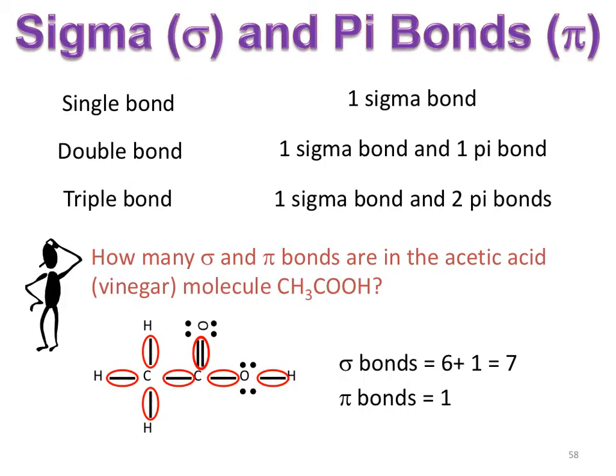So when counting sigma and pi bonds, single bonds have one sigma bond, a double bond has one sigma bond and one pi bond, and a triple bond will have one sigma and two pi bonds. In the example below, every bond has a sigma bond, so we can count those: 1, 2, 3, 4, 5, 6, 7 total sigma bonds. And then the double bond here also has a pi bond.